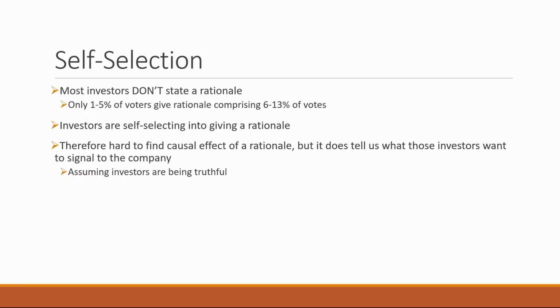So investors are absolutely self-selecting into giving rationales, so we're not able to find causal effects for a rationale, although I'm sure people are going to try to use this database and find some sort of natural experiment to take advantage of it, because this would be a great way to get a paper and a great way to answer some interesting questions. But it does tell us that these investors are trying to signal to the company and to everyone else something using that rationale, assuming they're being truthful. And they do actually try to test to see if what they state as a rationale lines up with other things that make it seem like it's really something that you would be concerned about or not be concerned about.